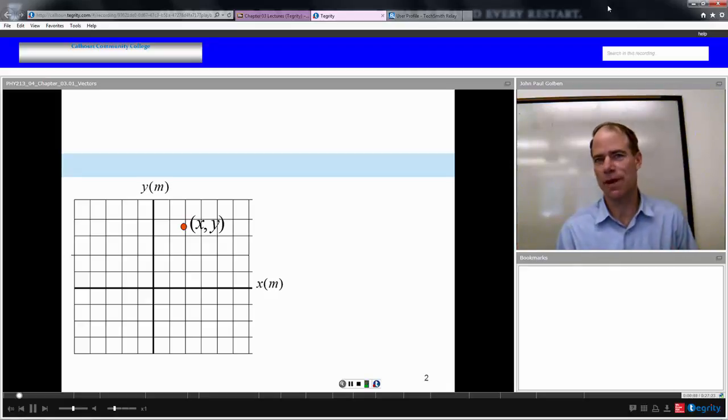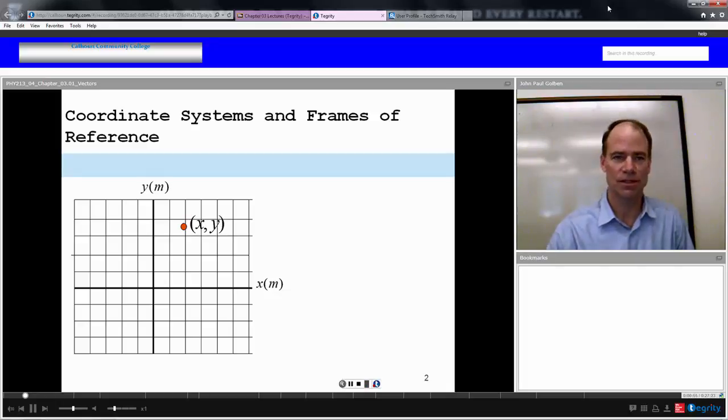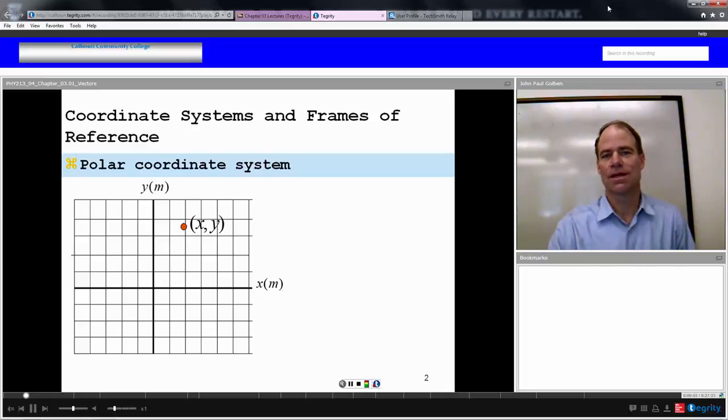Well, we wish to expand that to 2 dimensions or possibly 3 dimensions. To do that, we need better mathematics. And hence, we are going to introduce a mathematical convention called vectors. Before we get there, let's recall what a polar coordinate system will do for us.